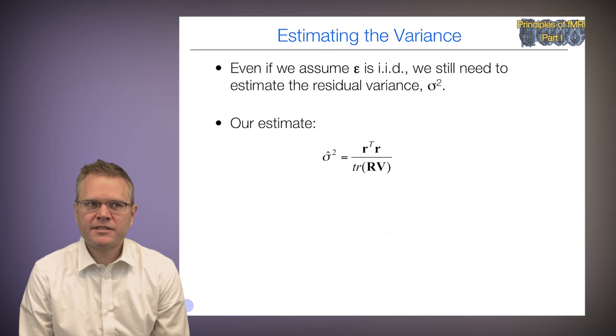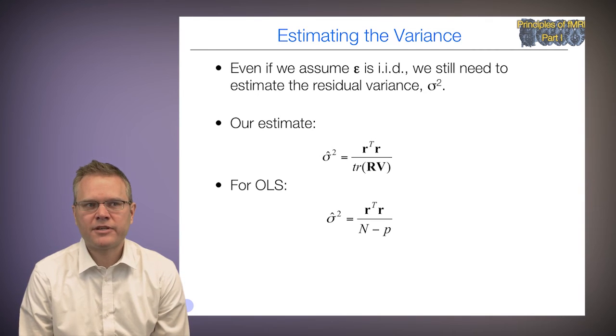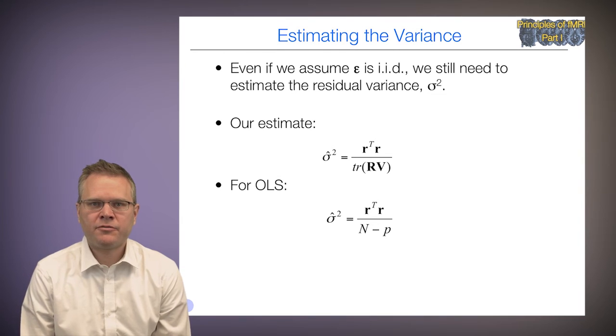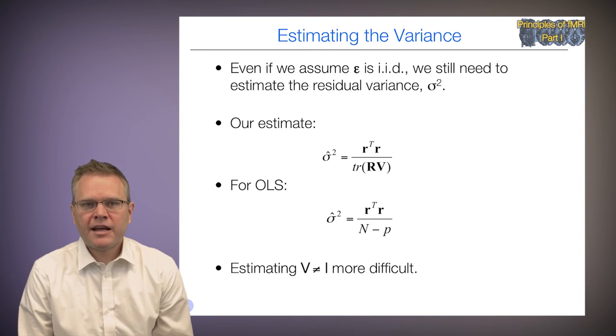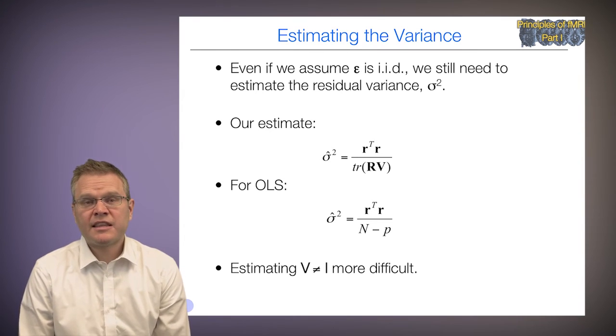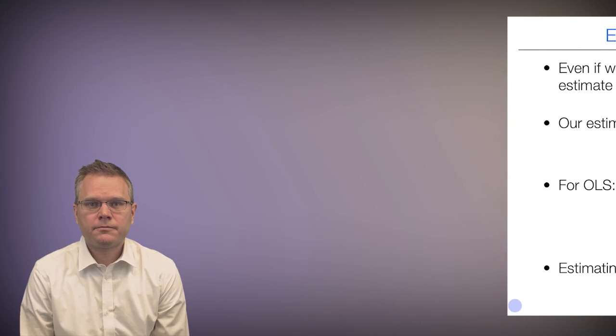And so in the OLS setting, our sigma hat squared is going to be R transpose R divided by capital N, which is the length of Y, minus P, which is the number of columns in the design matrix. So this might be familiar if you've taken a linear regression class. However, if V is not equal to identity, so we have autocorrelated noise, things become more difficult, and that's the focus of the next module.